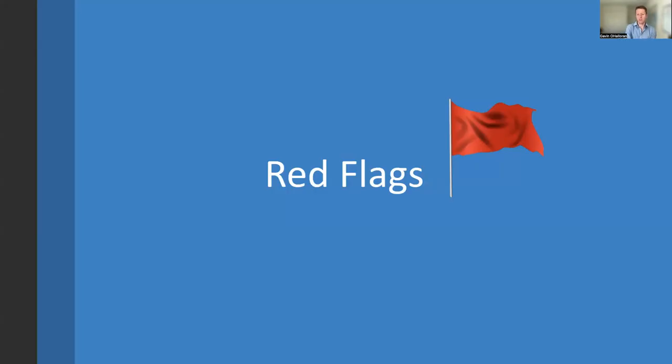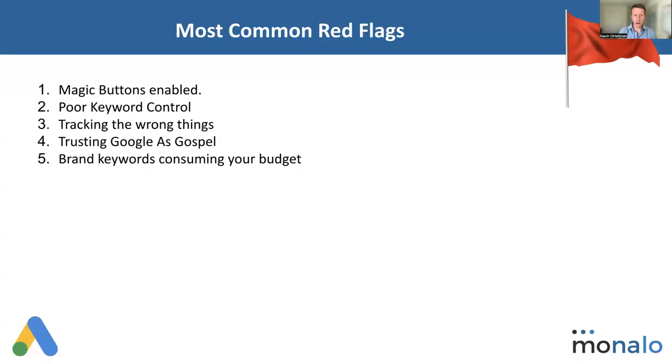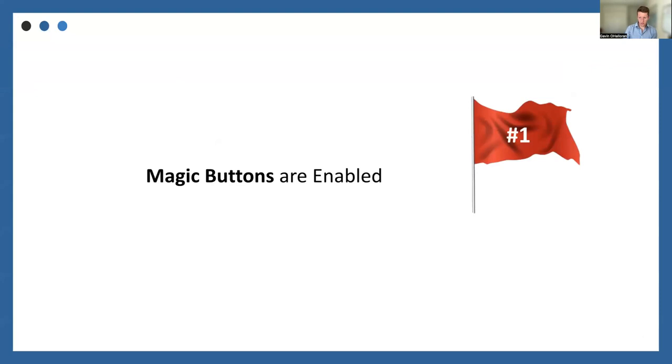So we're going to have 5 red flags here, and these are the major ones that I have found that are consistent over the last few years. These are the 5 here, and we're going to go into each of them in a bit of detail. So we've got some magic buttons. We have understanding keyword control, conversion tracking, trusting Google, and branded keywords. So we're going to dive into each of them.